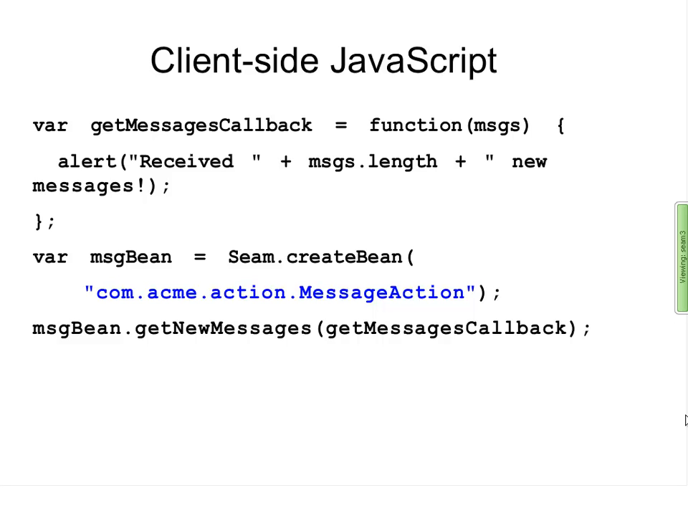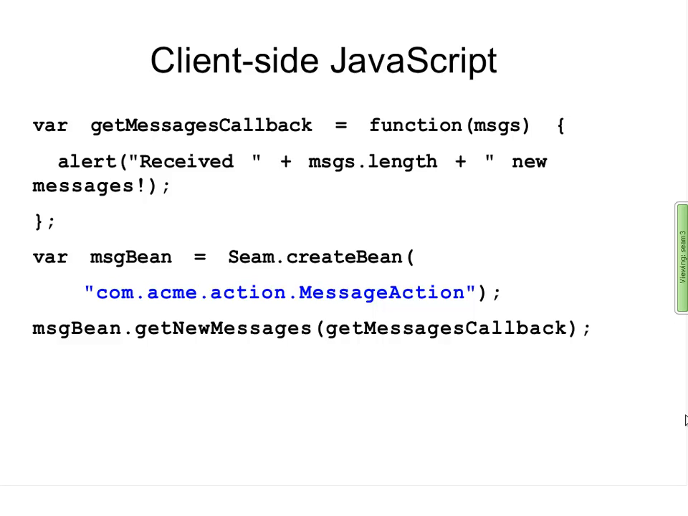The next thing we need to do is invoke seam.createBean, which creates a stub object. And once we have that stub object, we can use it to invoke any of the bean methods that have been annotated with @WebRemote. We can see in this example that we pass in the fully qualified name of the class that we wish to interact with. It's also possible to specify a list of qualifiers here, in case there are multiple implementations of your bean class available.